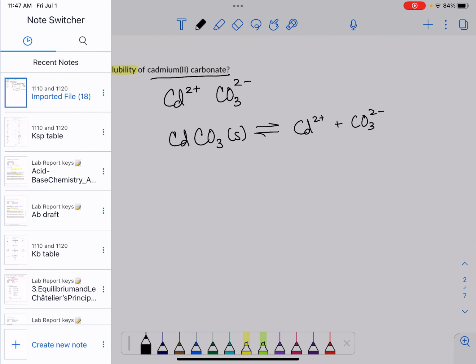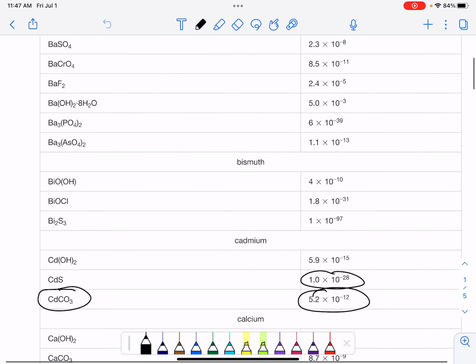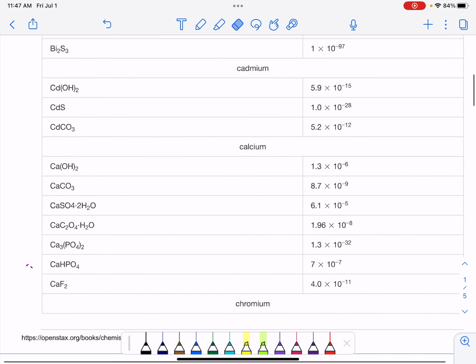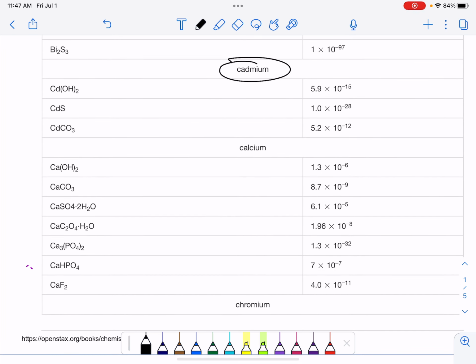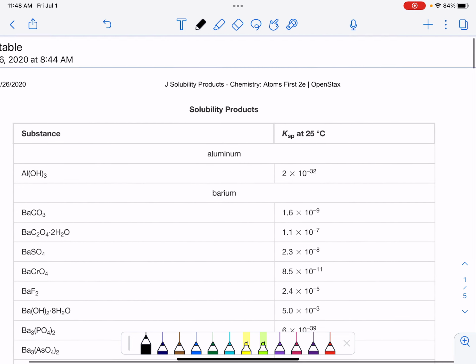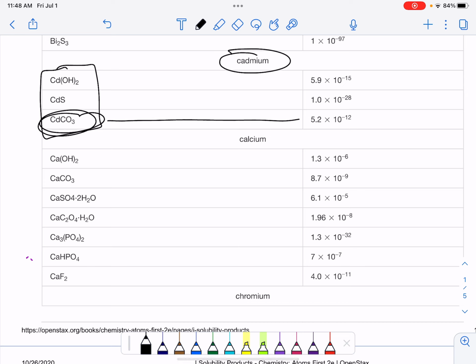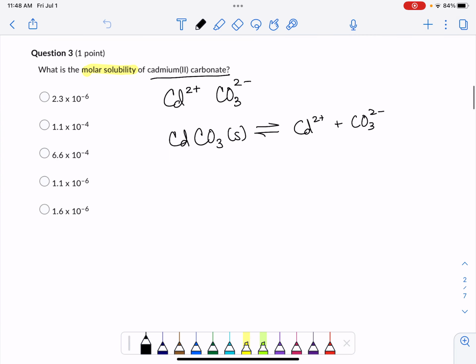If I go to the KSP table, all right, I've already worked this one out before. If I go to the KSP table and go to the section of cadmium, there are my cadmium compounds that I have KSP for. This is my KSP table, my solubility product constants. So cadmium 2 carbonate looks like that, and its KSP is 5.2 times 10 to the minus 12.